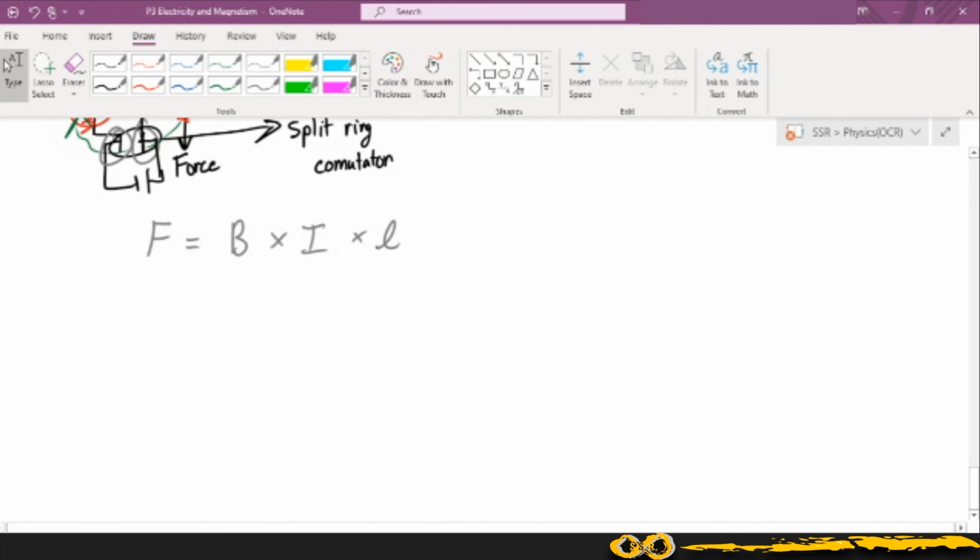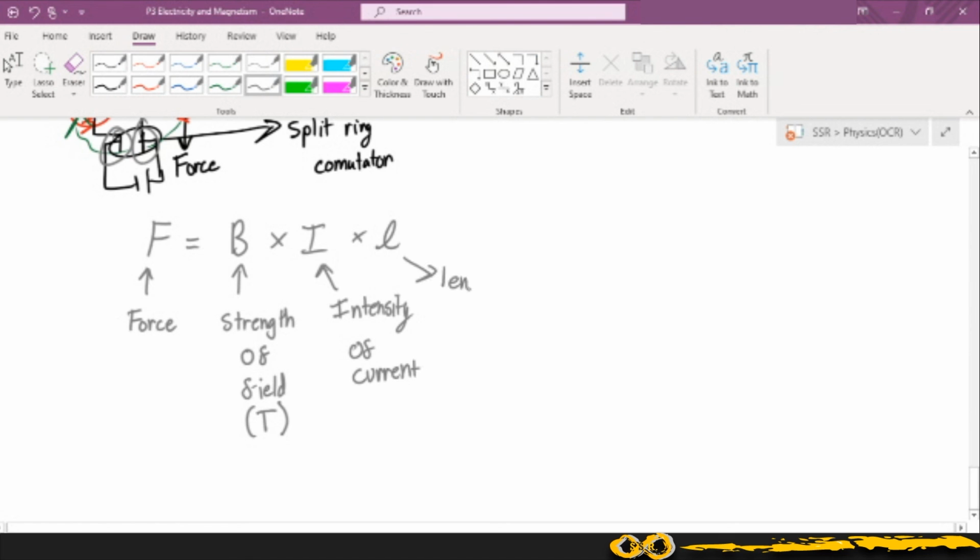Now you can change the strength of that motor by changing a number of different variables. So the force of our motor is equal to B multiplied by I multiplied by L. Let's take a look at what B, I, and L mean. The F stands for the force on the motor. B is the strength of the magnetic field, and this is measured in Teslas. I continues to be the intensity of current, and L is the length.